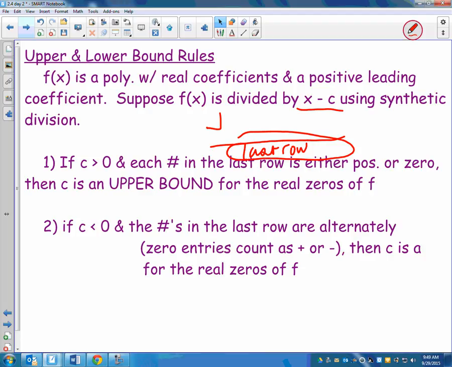What if you're dividing by a negative number? So if what you're dividing by up here is negative, and what's left in your last row alternates signs, so they alternate positive and negative. So it goes positive, negative, positive, negative. And notice that 0 really just doesn't count for anything. It could be either one. Then we say that that is a lower bound, which means there will be no zeros less than that number.